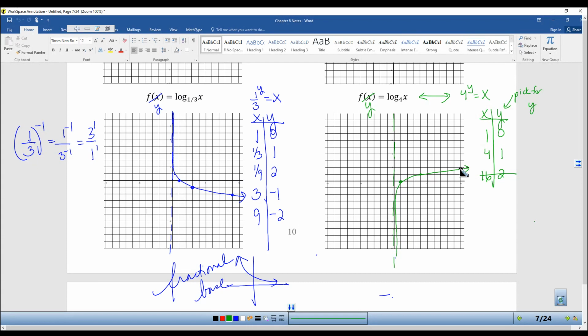Notice I stayed below. When I was out here at 10, I'm still below the y value 2 because I won't reach 2 until I'm all the way out at 16. So be careful that you're not too hasty when you draw these.